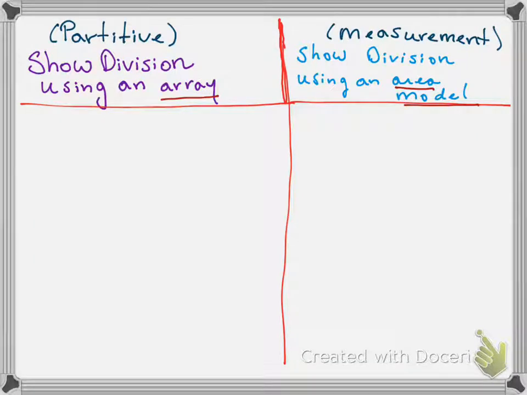Okay, we're going to be showing partitive and measurement division using an array and using an area model, which we're both very familiar with. And we're going to use the following problem: 26 divided by 4. And we're going to compare the two. So we're going to create our array.